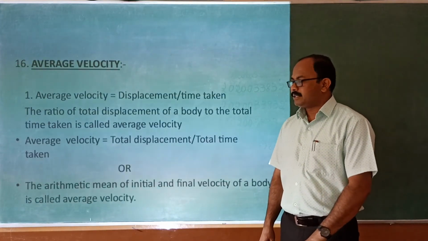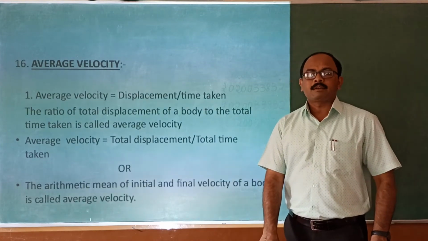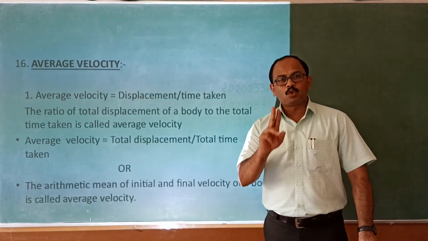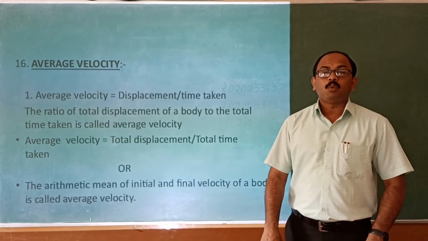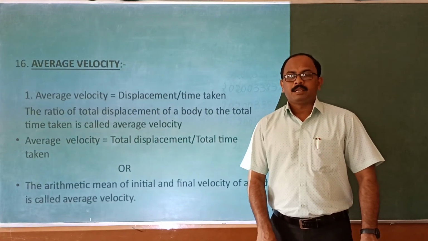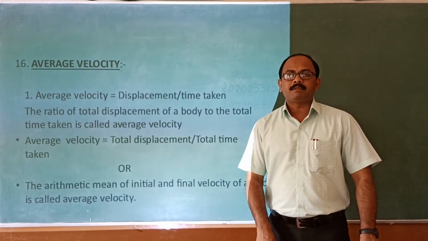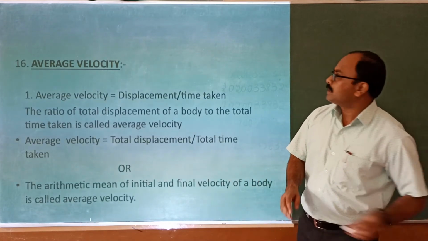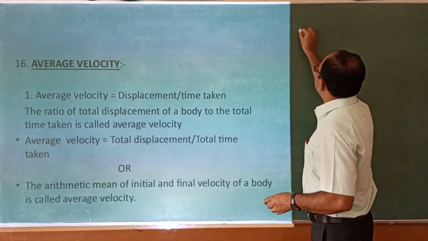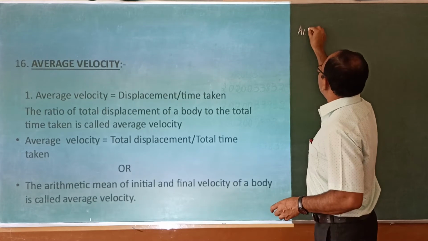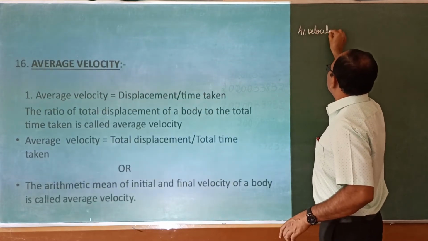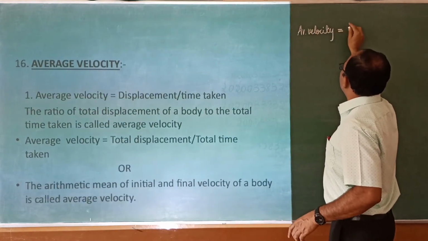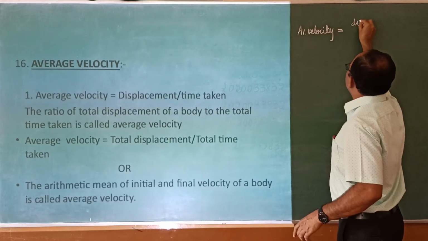Average velocity. Average velocity can be calculated in two ways, children. One is displacement by time taken. Average velocity is equal to displacement by time taken.